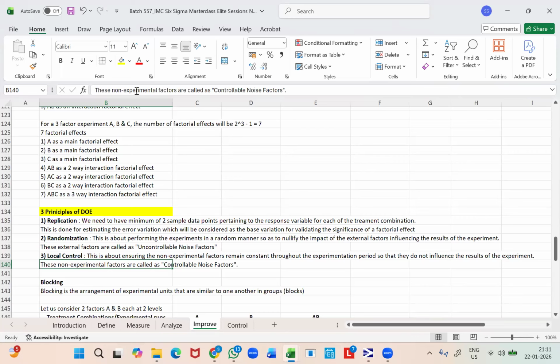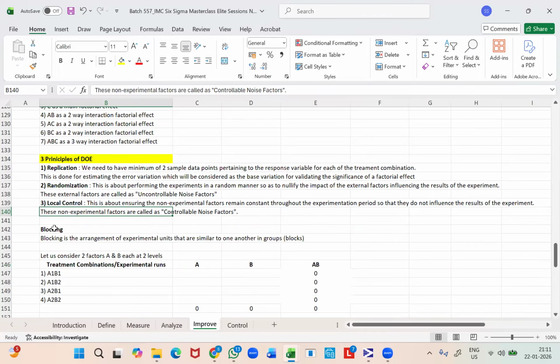Fine. So we look at a couple of important terminologies here in DOE. The first one is blocking, right? There can be a question on blocking in the black belt final assessment. So let us understand what exactly blocking is. Blocking is the arrangement of experimental units that are similar to one another in groups or blocks, right? This blocking is performed in order to practice local control.